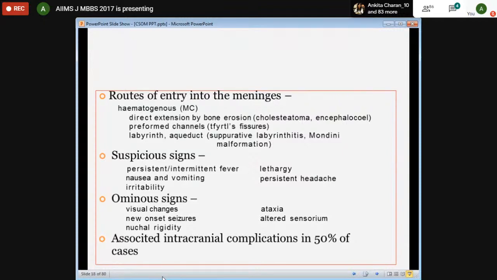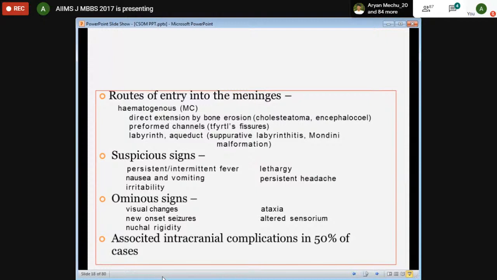So what are the signs and symptoms? There will be fever, persistent or intermittent, high-grade fever. There will be nausea and vomiting. There will be lethargy, persistent headache, irritability. The patient will be irritable. Ominous signs are visual changes, new onset seizures, because the meninges and then the blood will lead to seizures also, ataxia, altered sensorium.